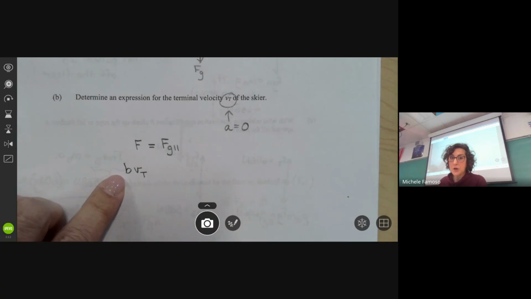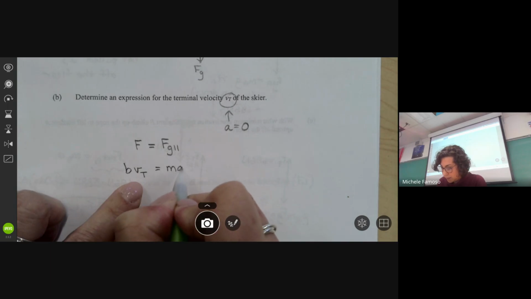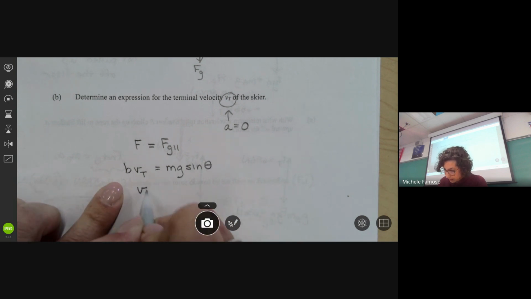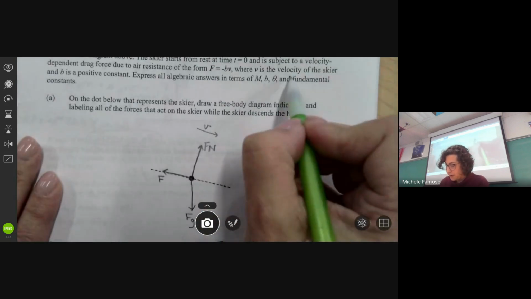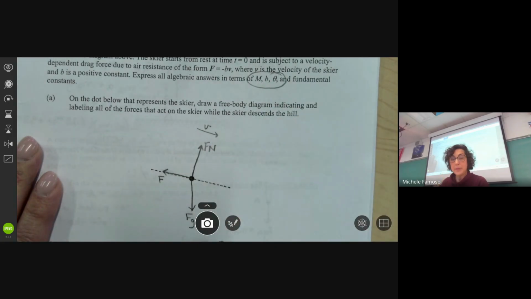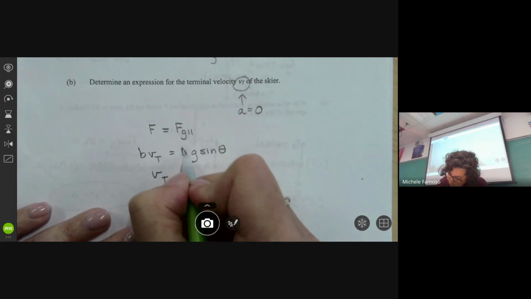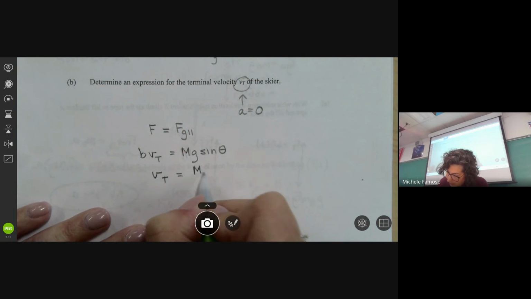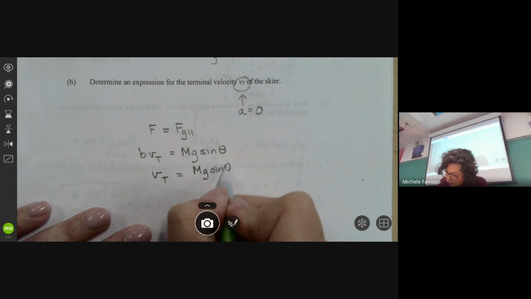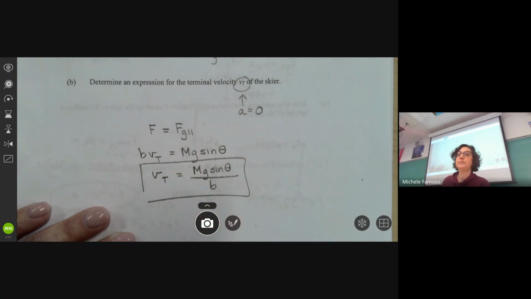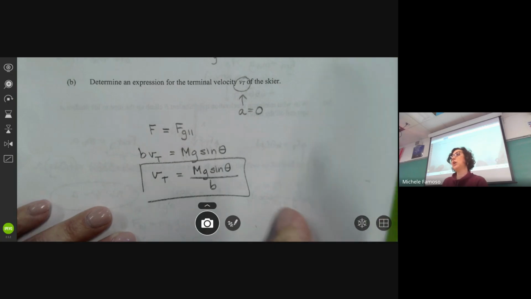The drag force here when they're balanced is BVT. This is mg sine of theta. So find VT. You had to use the variables in the question. So this M should be a capital M. So that VT would be mg sine of theta over B. And it's done. All right, let's look at question 3.